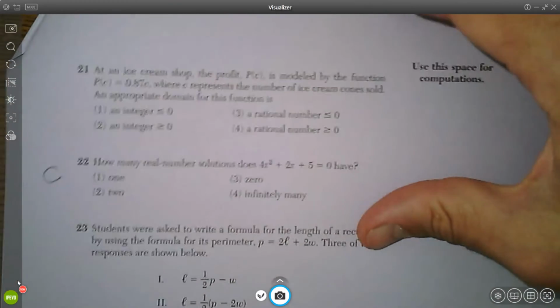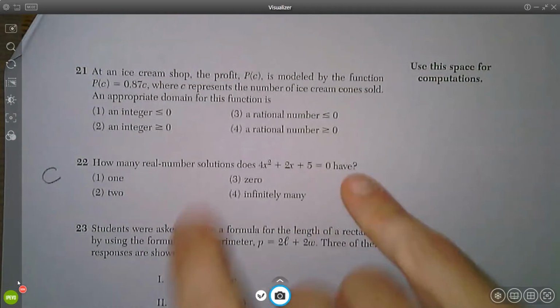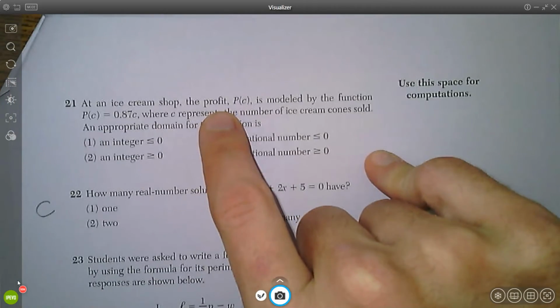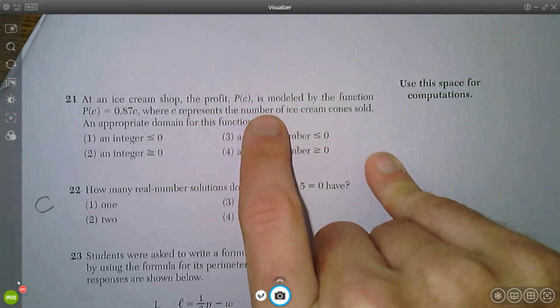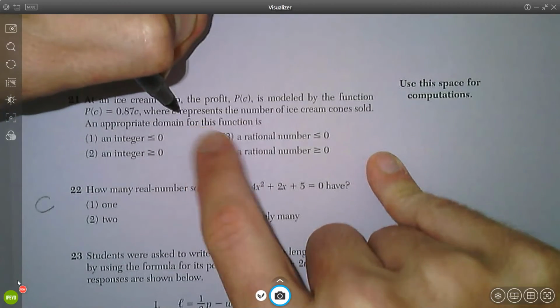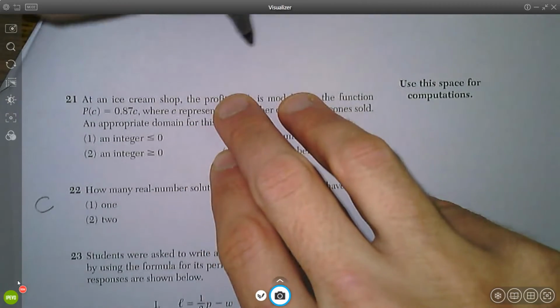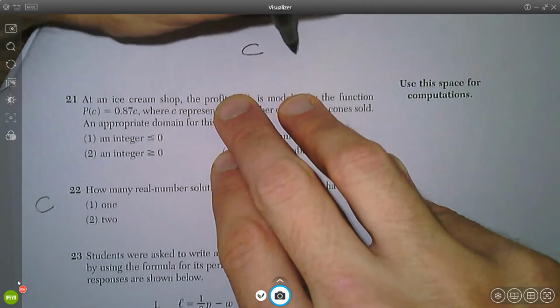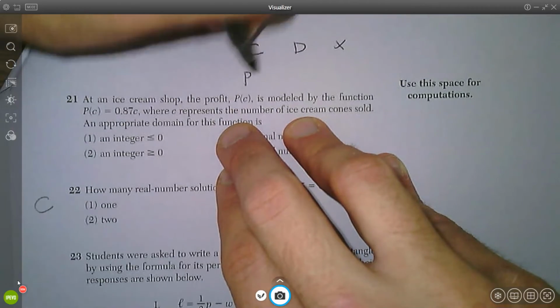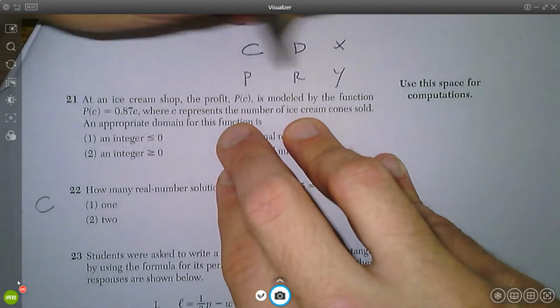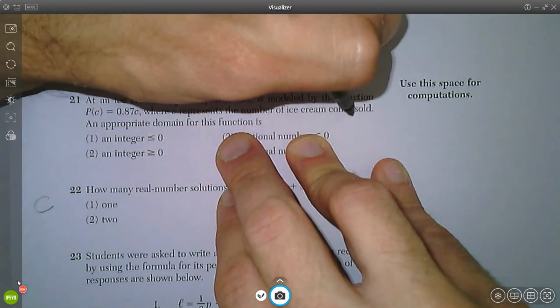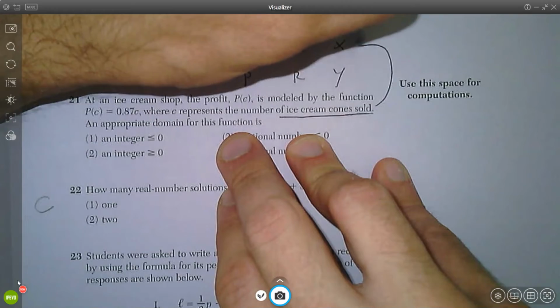Question 21. We have an ice cream shop. The profit is modeled by this function, and C is the number of ice cream cones sold. So C is your domain, which is your X. P is your range, which is Y, the profit. So C is the number of ice cream cones sold. That's our domain.